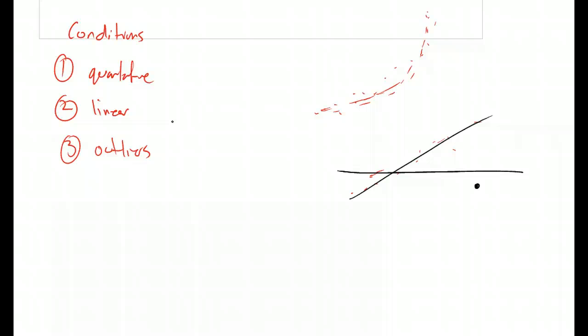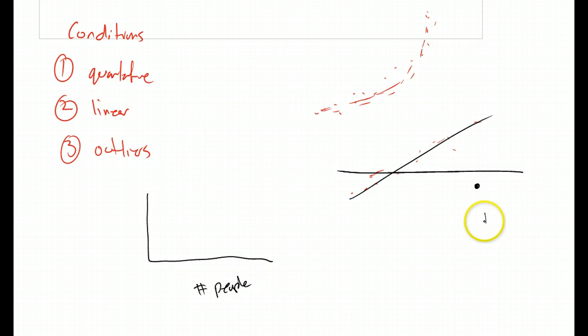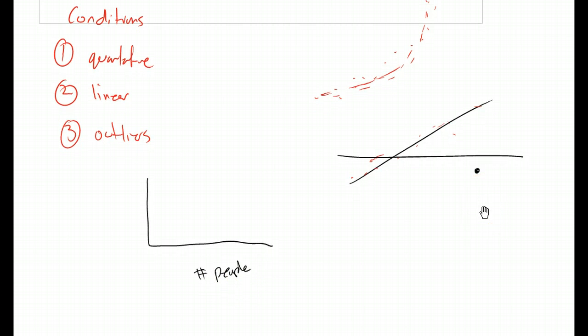The funny example in the book was the population of a town. I can't remember where the variables were, but it doesn't matter. The number of people in a town, I think that actually makes sense on the y-axis. So let me just cross it out. The number of people versus the number of storks.